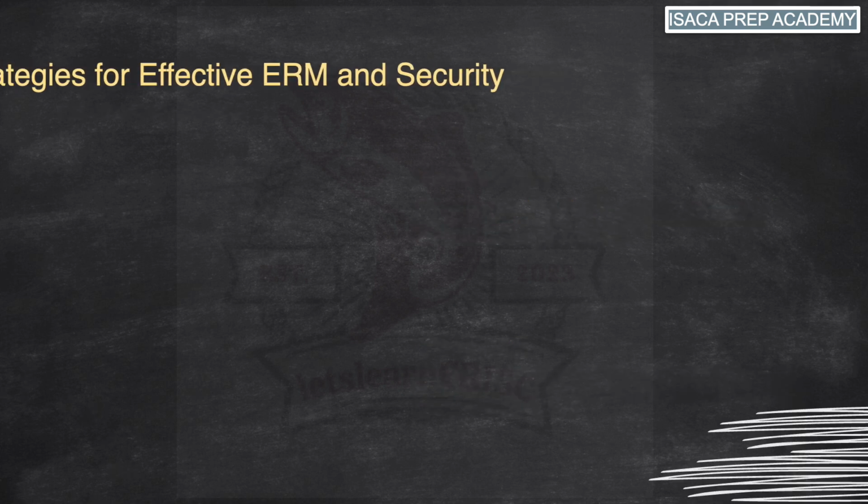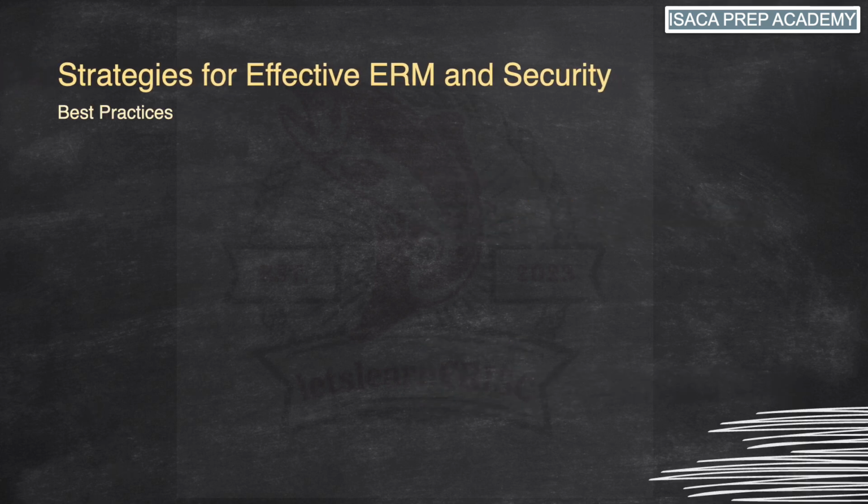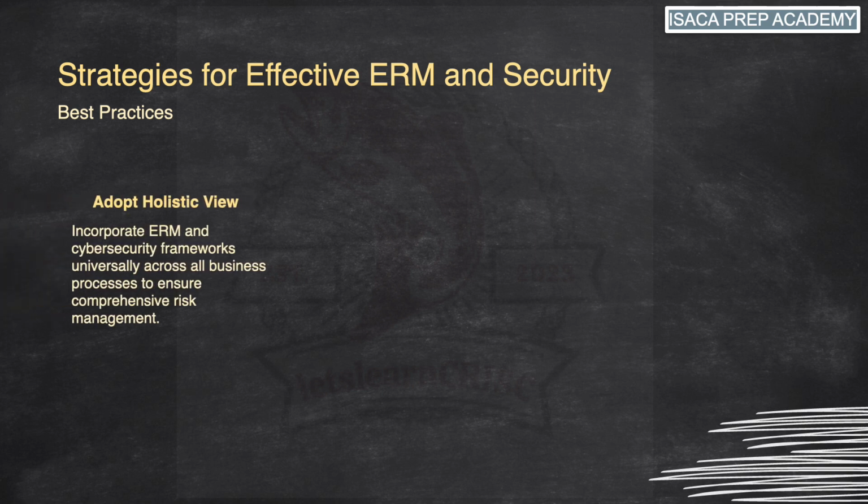Moving next, we'll understand the strategies for effective enterprise risk management and security. First is adopting a holistic view. Friends, to adopt a holistic view of risk management, organizations should integrate enterprise risk management and cybersecurity frameworks universally across all the business processes. This means implementing these frameworks consistently and comprehensively throughout the organization to address risk effectively at every level.